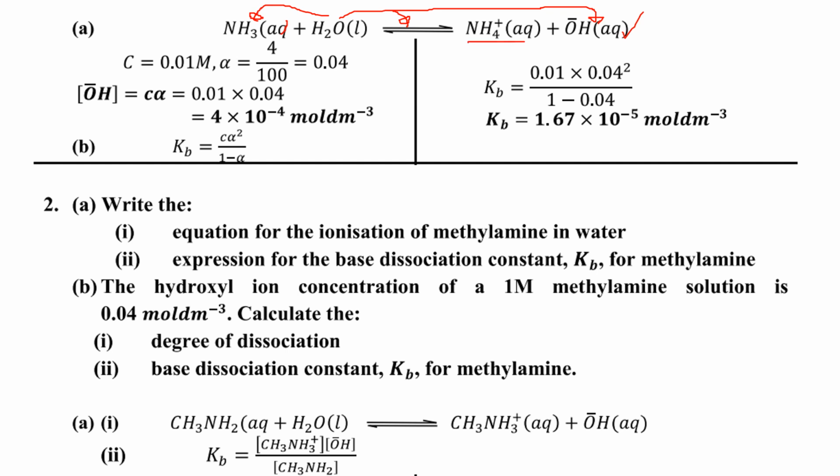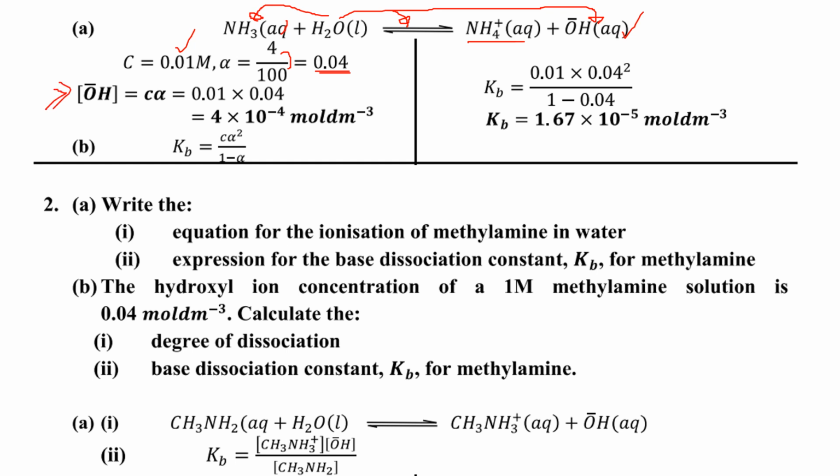Now the concentration given was 0.01 molar, and the degree of dissociation is given as a percentage. So this is 4 divided by 100, which yields 0.04. Now since they ask for the molar concentration of hydroxide ions, and you have the direct expression for that, we just substitute.